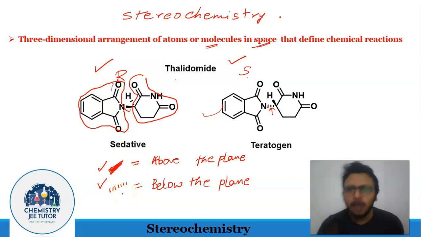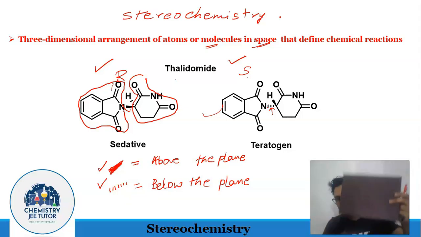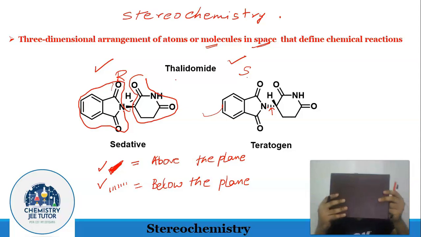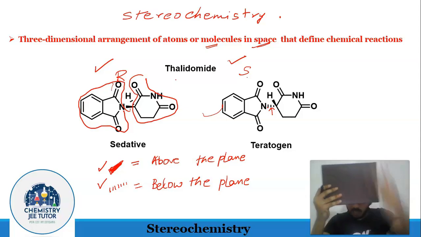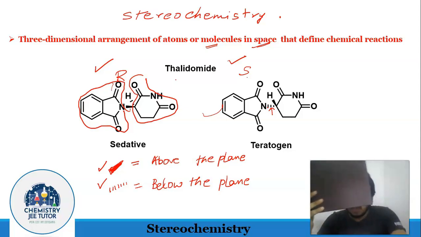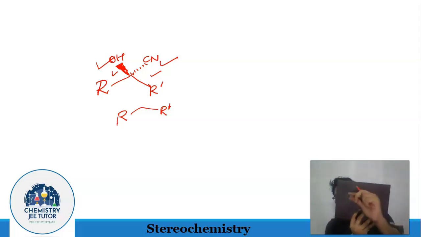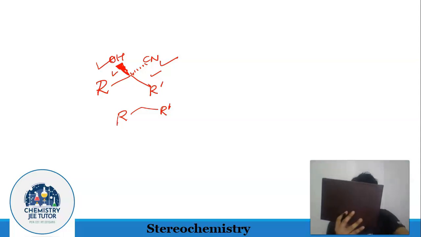Now if you can't visualize it in this way, suppose this is the plane of the system, and then what do I mean by above the plane? Because then the plane is in a vertical system. So we see that this is the plane of the system. Here the R group is there and here the R prime group is there. So above the plane means it is essentially directed towards you.